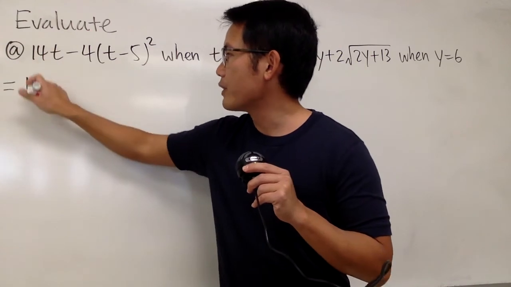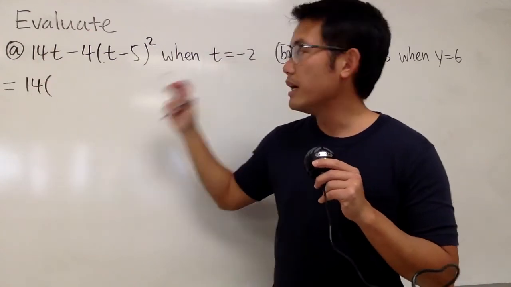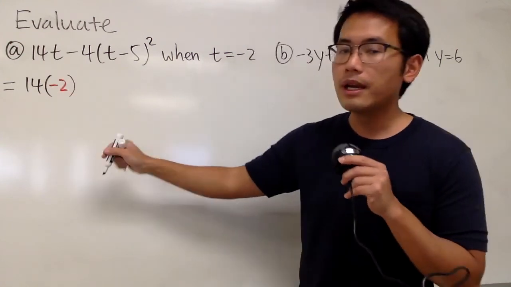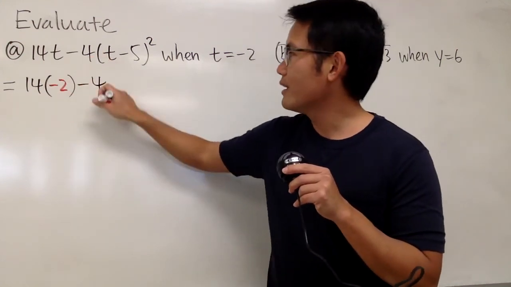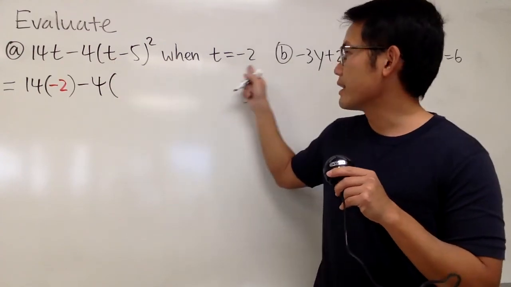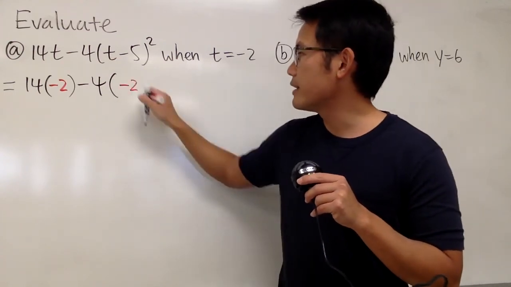We write it as 14, and we open the parentheses. And again, the t is -2. Just write that down. Close the parentheses. And then here we have the -4, and this is the parentheses. And here we have this t, and again, t is -2. I can just put that down.